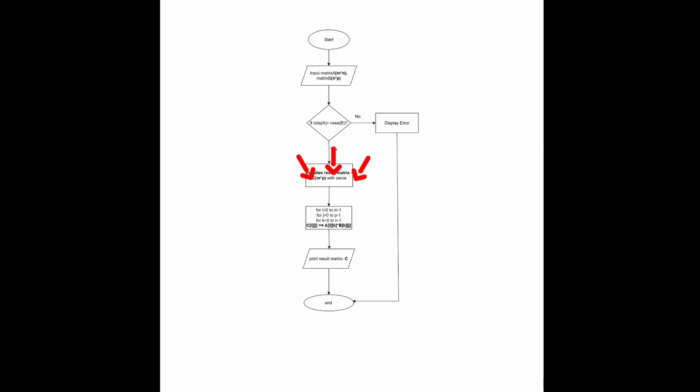Then for each row in matrix A, we multiply its elements with the corresponding elements in each column of matrix B, summing up the products to get each element of the result matrix. This process is repeated for all rows of A and all columns of B. Finally, the completed result matrix C is displayed as the output.